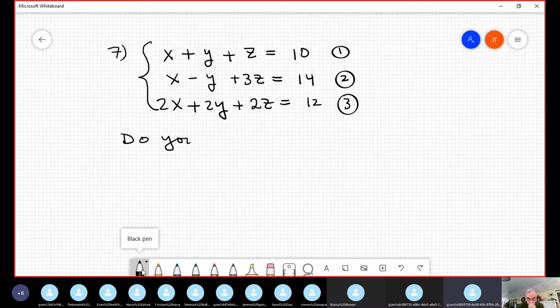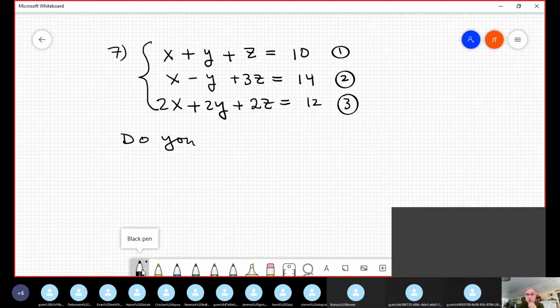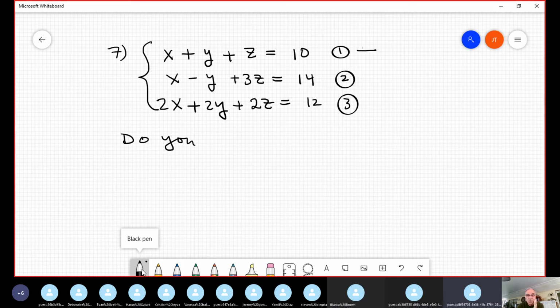I would say no. No solution. Okay, because the first one is all 1, the third one is all 2, but the second one is 1, 1, 3. Exactly. So they're not equal. Very, very well. Let me repeat the idea.